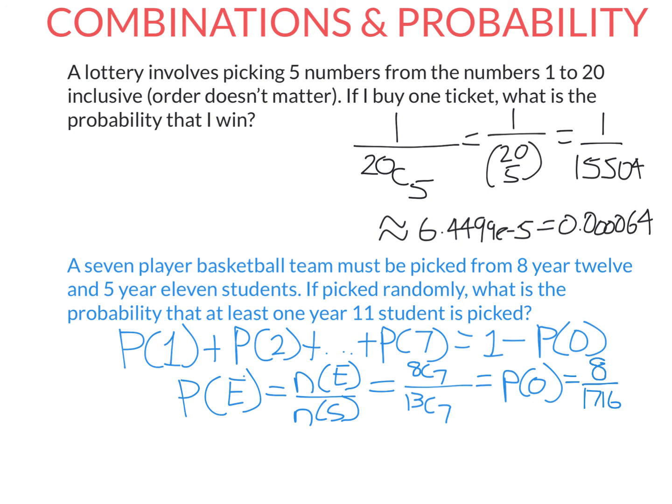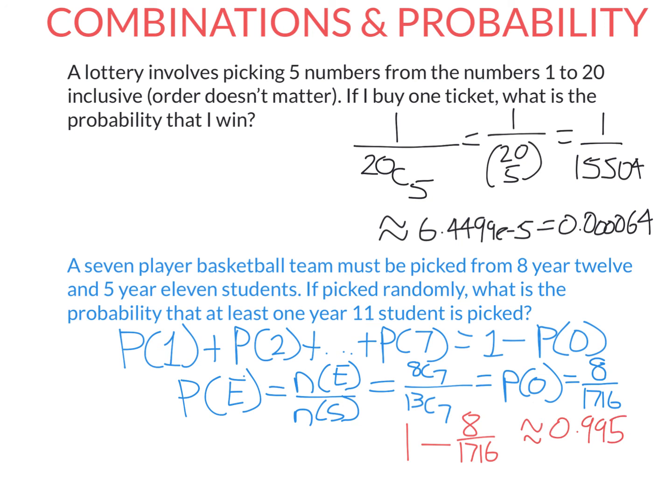So the probability you pick at least one year 11 student will be just 1 minus that. 1 minus 8 over 1,716. So putting that in our calculator, we get about 0.995. There's a 99.5% chance that you'll pick at least one year 11 student.